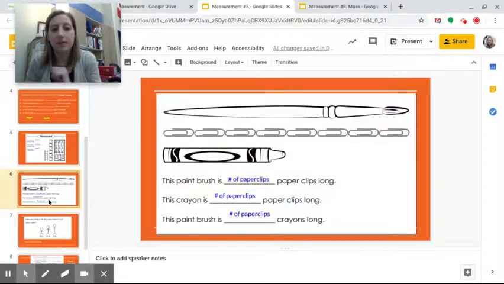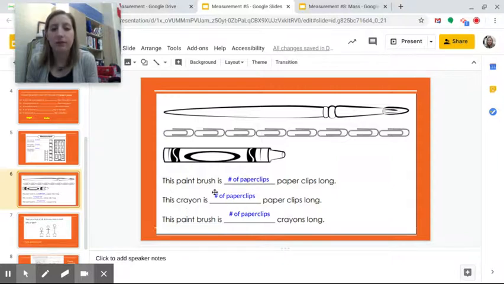This next one here, you're looking at comparing paintbrushes, paper clips, and a crayon. You are using the paper clips as your unit of measurement here. And you can see that in your unit of measurement, there's no gaps in between because we want to make sure that it is as accurate as it can be there. So the paintbrush is how many numbers of paper clips long. So you're just going to write in the number.